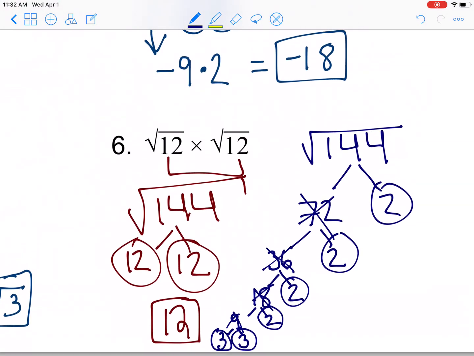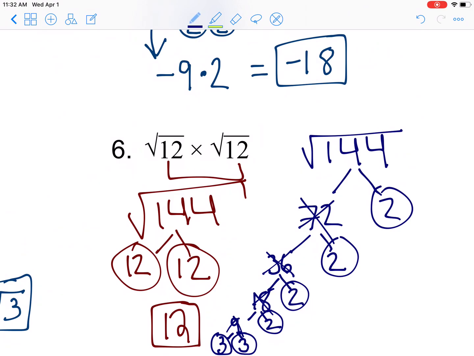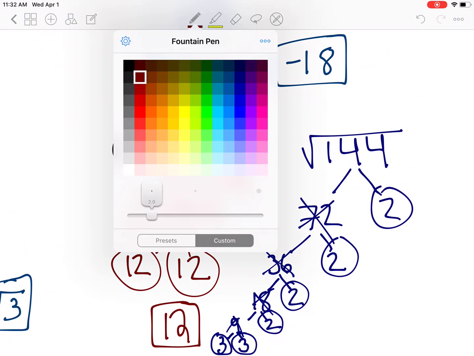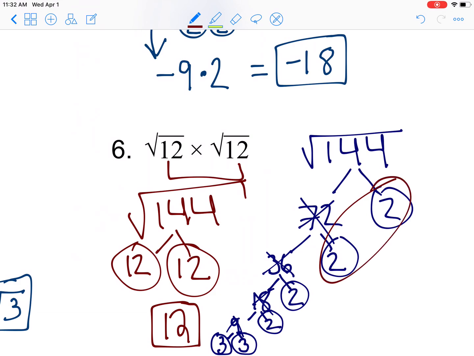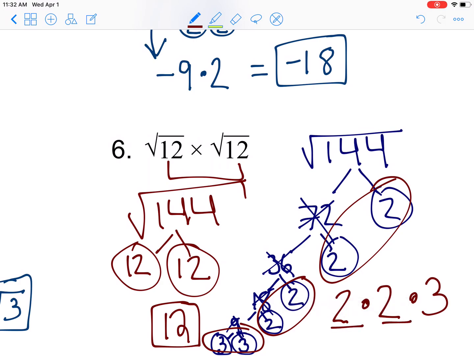Okay, so now you're thinking like, that is a lot. Well, let's go through and write our pairs down. So we have our pair of 2's, so that's 2. We have this pair of 2's, so that's 2. And we have this pair of 3's, so that's 3. 2 times 2 times 3 will give us 12. So no matter what route you take, whether it's this short route here or this long route here, you should get the same answer in the end.